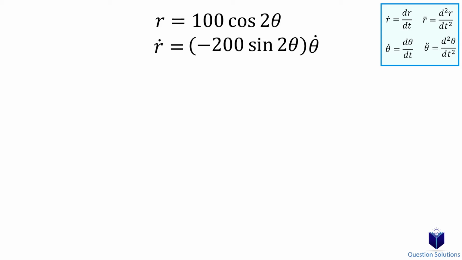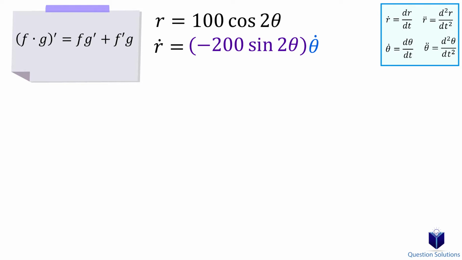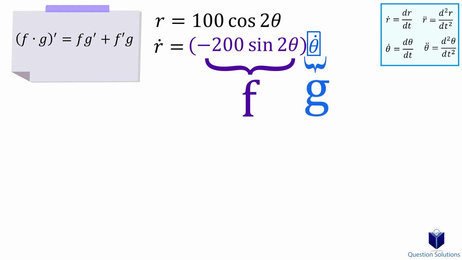Now let's say we need to take the derivative of this again, so the second derivative. It's the same process. But notice how we have a product of two functions. So we now need to remember the product rule from calculus. The product rule says the derivative is equal to fg prime plus f prime g. So assume this section is f and this section is g.